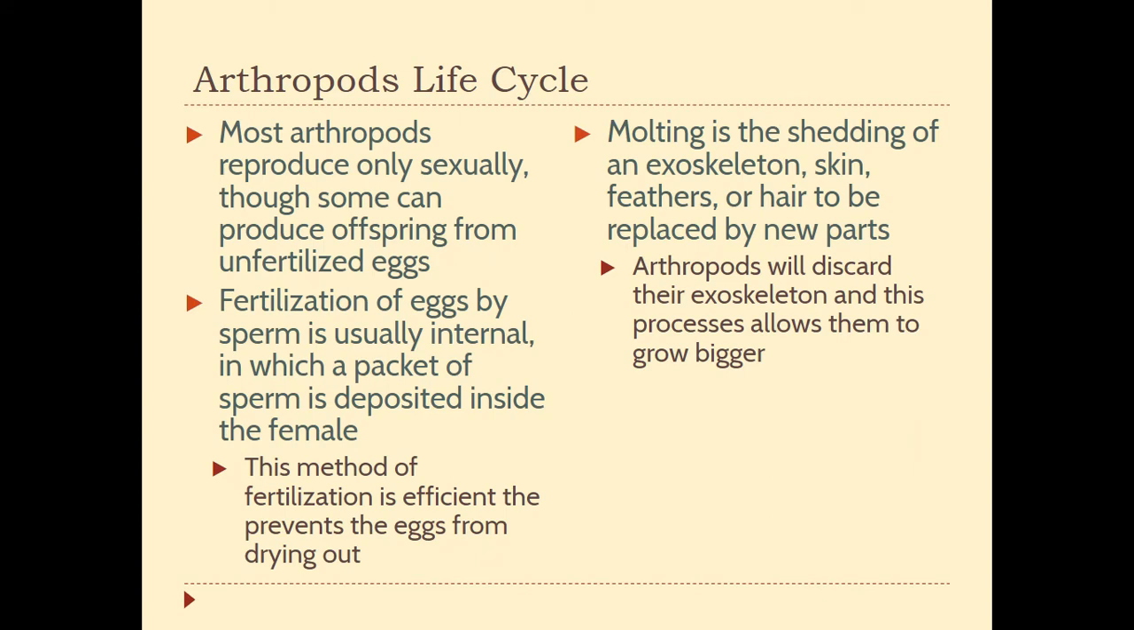Most arthropods are able to reproduce sexually only, but some can produce offspring from an unfertilized egg. This is known as parthenogenesis. The fertilization of an egg is done by the sperm, which is usually an internal portion. The sperm is deposited within the female. The female then will be able to develop or lay her eggs.